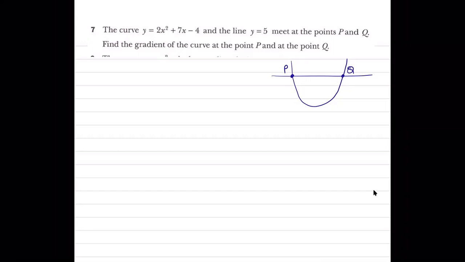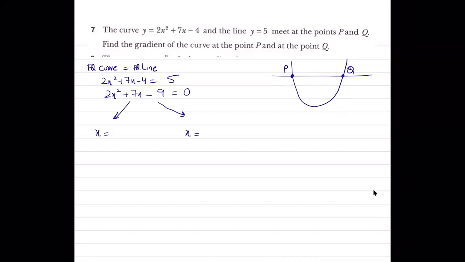So I'm going to equate the two equations, as Vaina said. If I equate the equation of the curve with the line, I will find the intersection point. So the equation of the curve, 2x squared plus 7x minus 4, equals the equation of the line, that is 5. So I'm going to rearrange the equation and solve this quadratic equation. Solving this quadratic equation will give me two values of x. So what are the two values coming?